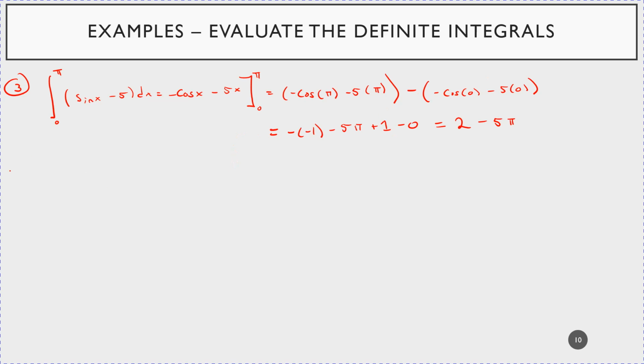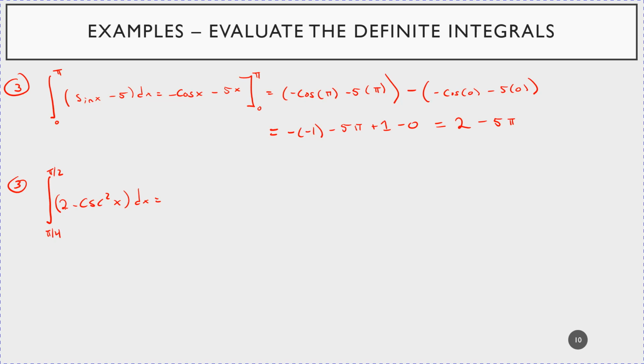All right, let's try this one. Let's find the definite integral from pi over 4 to pi over 2 of 2 minus cosecant squared of x dx. All right. A lot of times when you don't see sine and cosine, you just have to be a little bit more meticulous, right? I'm going to have to remember my rules of trigonometry here to help me evaluate this.